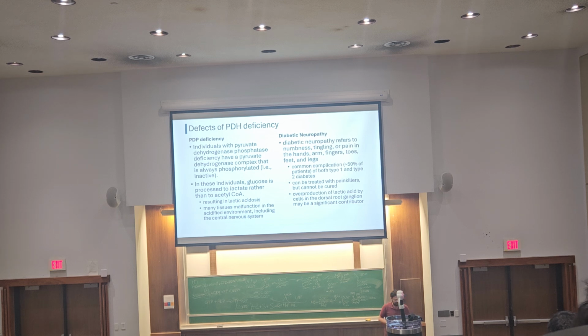Anyway. So again, complication of type 1, type 2 diabetes, doesn't matter what type of diabetes you have, you can get diabetic neuropathy. Now this is due to the overproduction of lactic acid by cells in the dorsal root ganglion, right? So let's think about what diabetes actually is and how this is either similar or different from PDP deficiency, right? So what is the underlying condition of diabetes? Either type 1 or type 2, the effect is the same. Type 1, you can't make insulin, or type 2, you're resistant to the effects of the insulin you do make.